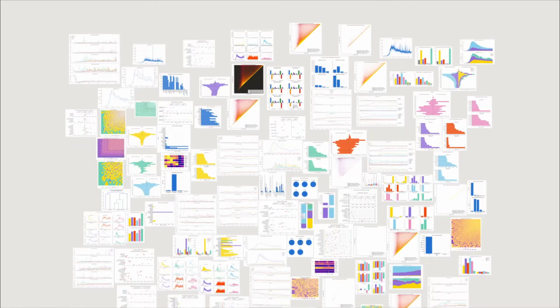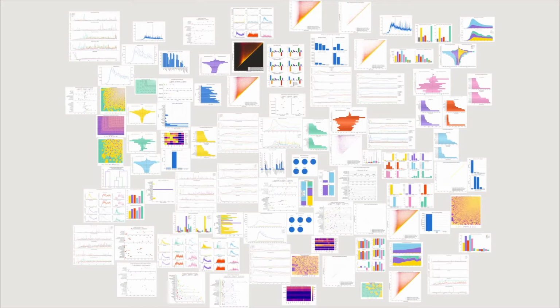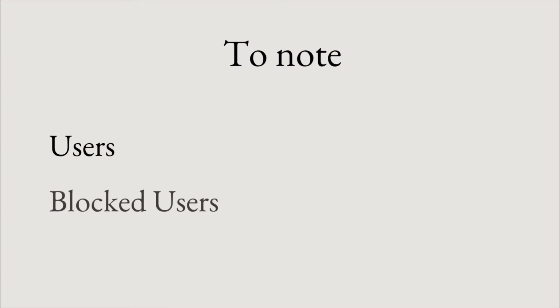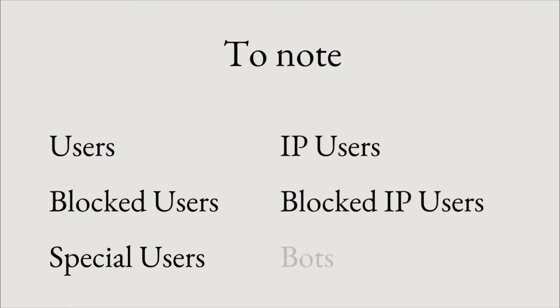Our second research question addresses the usefulness of our database. Can this data be used in meaningful ways by researchers? We therefore created over 40 visualizations and focused on understanding user engagement through the lens of user groups. Our 6 groups of interest are users, blocked users, special users, IP users, blocked IP users, and bots.